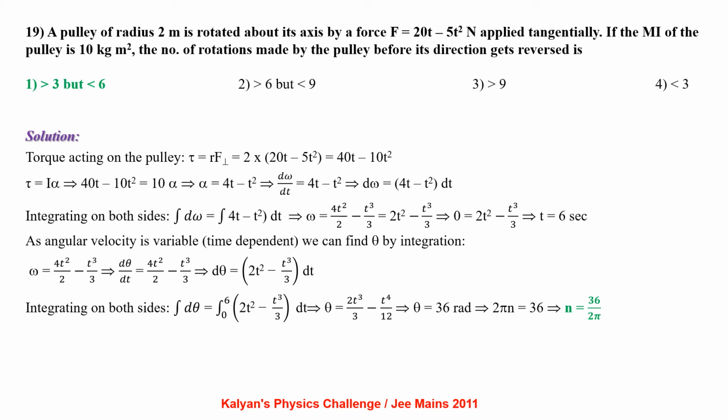So d theta by dt equal to 4t square by 2 minus t cube by 3. Rearrange the terms. D theta equal to 2t square minus t cube by 3 into dt. Upon integrating both sides, we have theta equal to 2t cube by 3 minus t power 4 by 12. So that implies theta equal to 36 radians when you put t equal to 6 seconds. From there the number of rotations N equal to 36 by 2 pi, which gives us the value of N to be greater than 3 and less than 6.